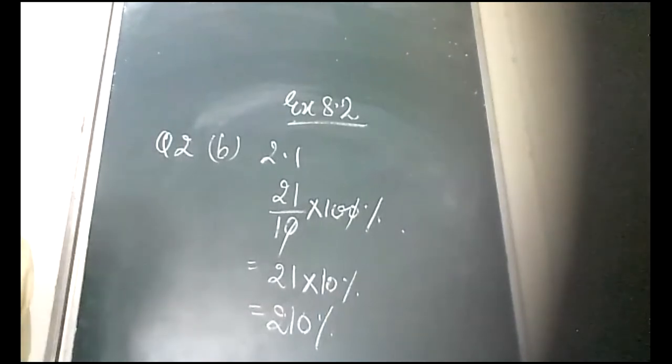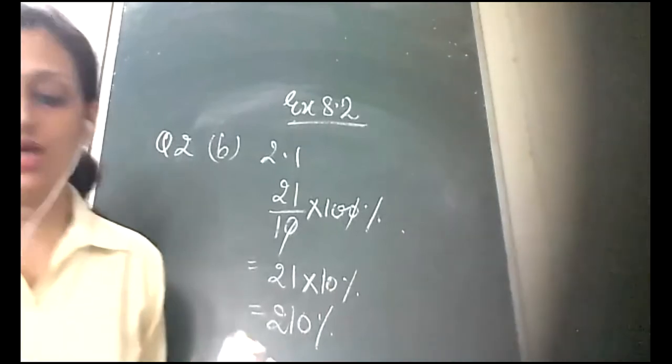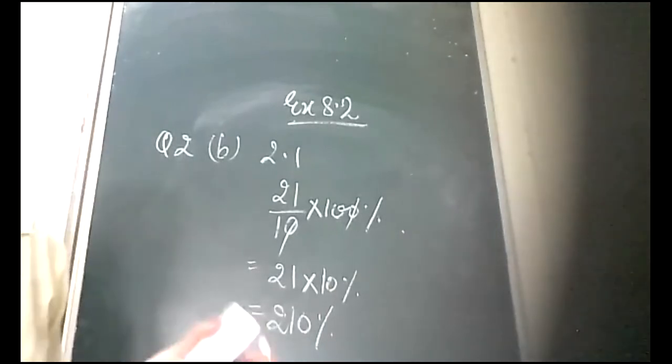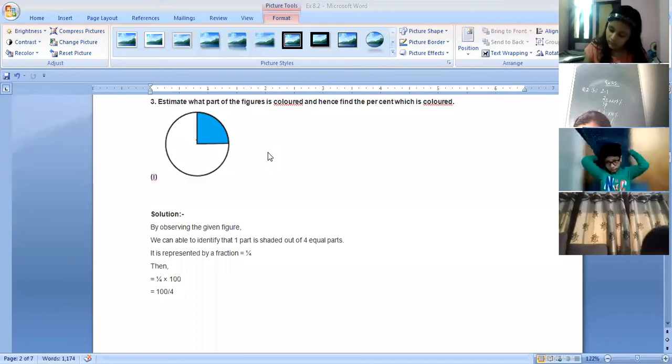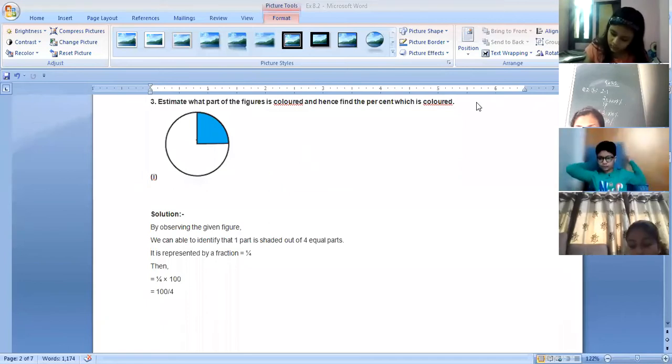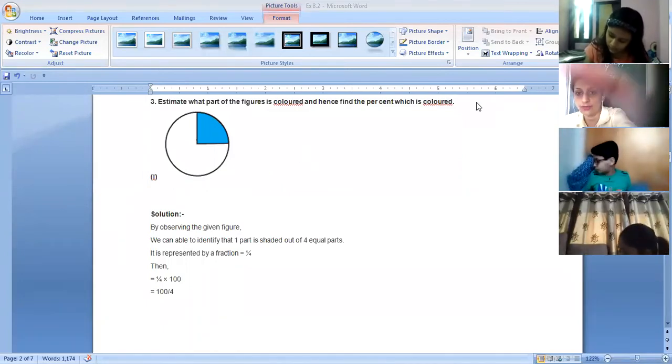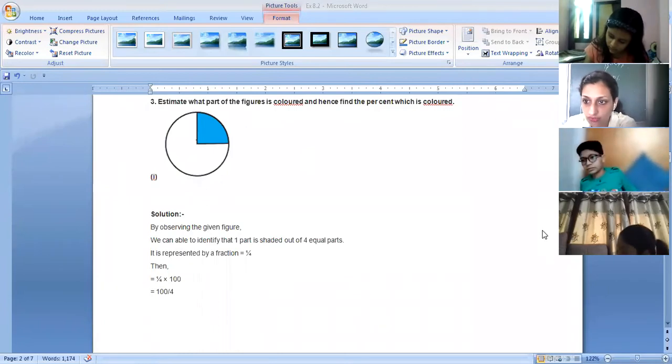So in number 1, you have understood how to convert the fraction into the percentage, and in question number 2 you have understood how to convert the decimal into the percentage. Clear? In question number 3, estimate what part of the figure is colored, and hence we have to find out the percentage which is colored here.